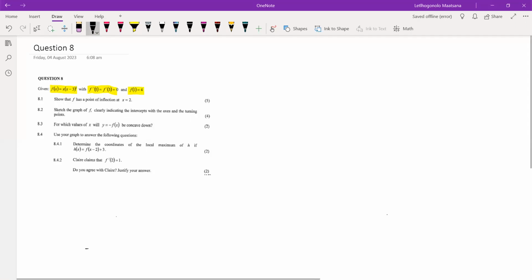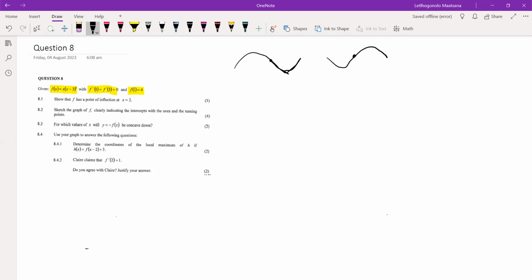First question, they want us to show that x is equal to 2 is a point of inflection on our f of x. Now, a point of inflection is where our graph changes from concave up to concave down. So let's say that's our point of inflection. Then our graph is changing from, let's say here, concave down to concave up, or our graph is changing from concave up to concave down. That is our point of inflection.